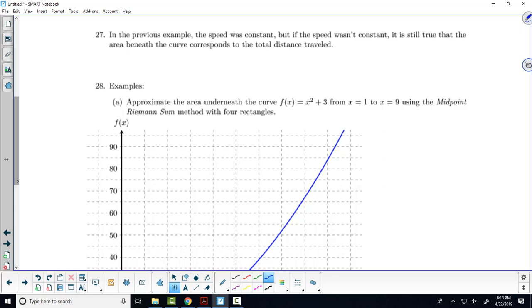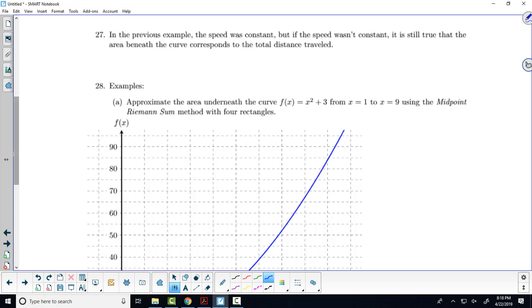So let's motivate this a little bit more. In the previous example, the speed was constant. But what if the speed wasn't constant? Well, you would still say that the area underneath the speed curve is the distance you travel. So you still are interested in finding the area underneath the curve, even if it's not a nice horizontal line. So that's supposed to be motivating where we're going.